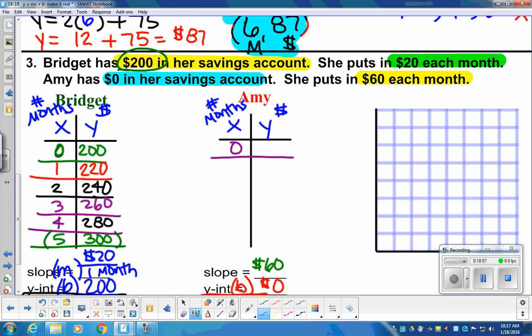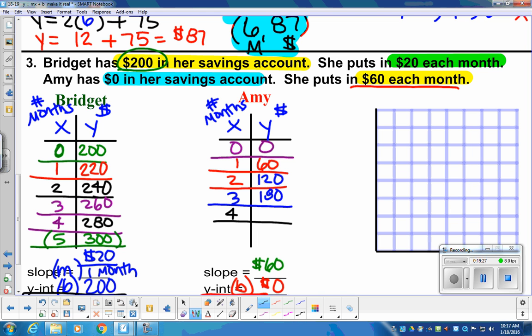Amy at month 0. She goes to the bank and opens up a bank account. She actually puts $0 in, but she still wants an account open in her name. 1 month goes by, she's putting $60 in, so that's 60. So she's growing quicker, but she just doesn't have anything to start with. Another month goes by, she adds 60 more dollars, she now has $120, 60 plus 60. At month 3, she puts another 60 in, now she has 180.